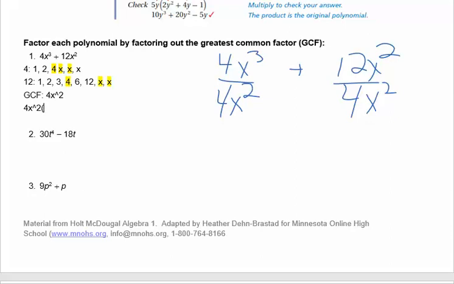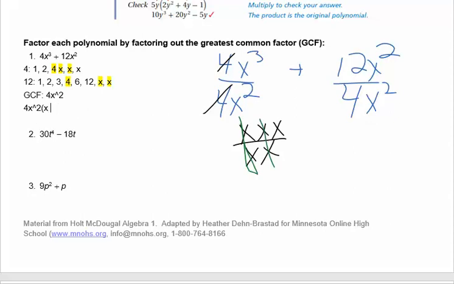So 4 in the numerator, 4 in the denominator, the 4's will cancel. 4 over 4 is 1. X cubed over x squared. Now you can go back to your rules of exponents. If you have the same base and you're dividing, you can subtract the exponents, or you can write what that means. X cubed means x times x times x. X squared means x times x. So these cancel, and I'm just left with 1x. So everything cancels except for 1x, so we would write x in the parentheses. That's all that's left after you factor out 4x squared.